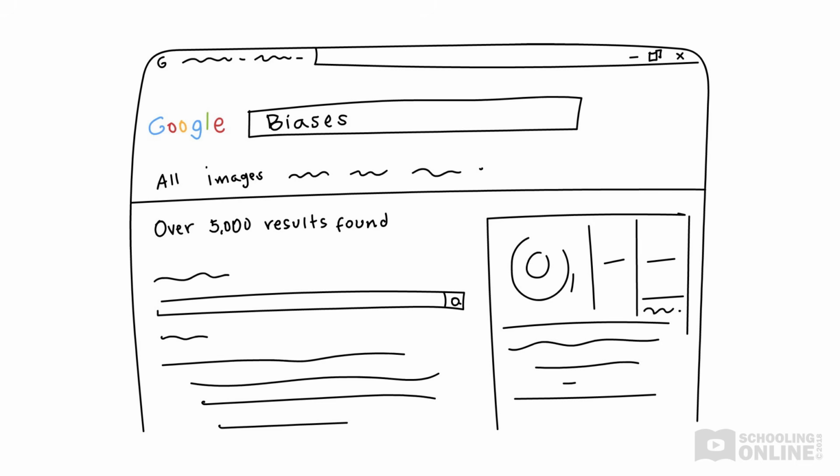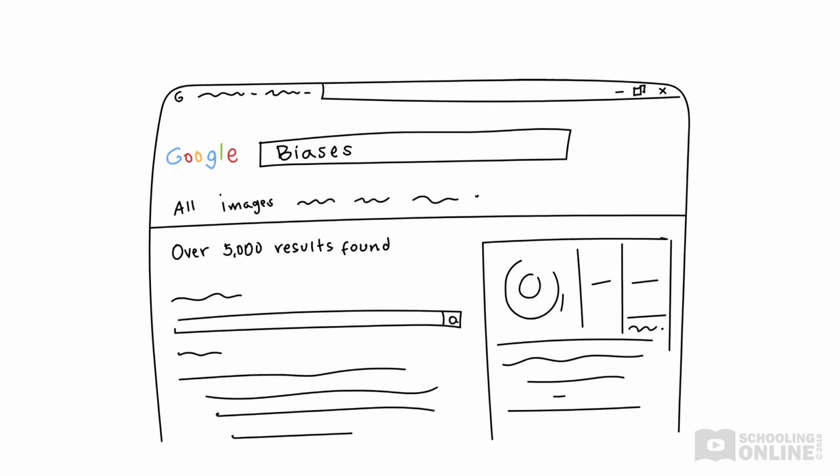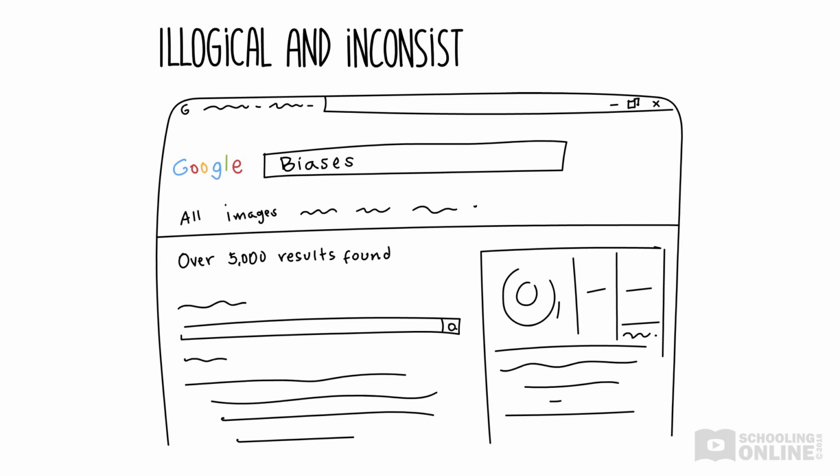While these are just a few of the many thousands of different biases out there, reviewing some of these can be a great way to think about the ways that human beings can behave and think in ways that are illogical and inconsistent with reality.